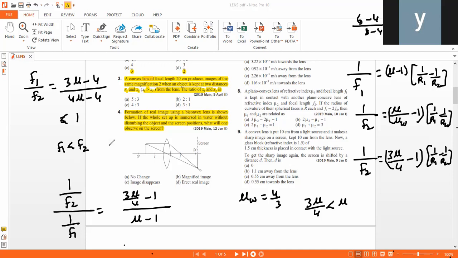Or else I can write F2 is greater than F1. That means the lens, whenever it is immersed in water, the focal length is increased. So focal length is increased means we can say magnified image.